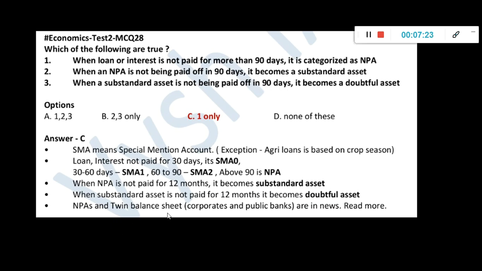So NPA twin balance sheet, that is between corporates and public banks. This is a UPSC question. UPSC asked what is the meaning of twin balance sheet, I mean, who are the contenders? And the choices were many combinations, but this was the answer: corporate and public bank. So I am asking only questions which UPSC has asked once.